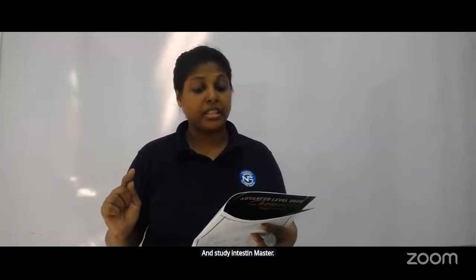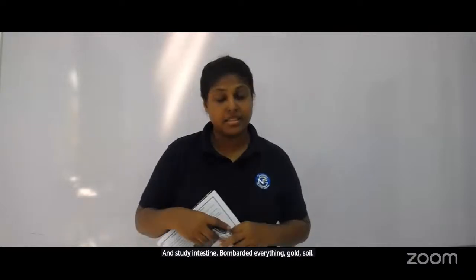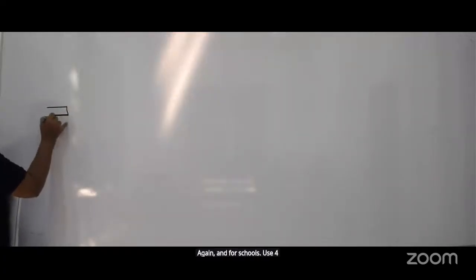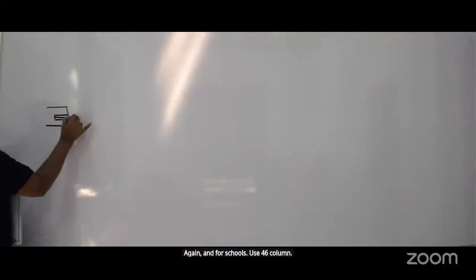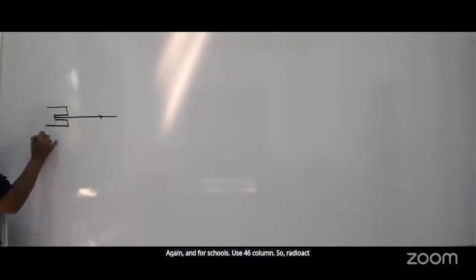Rutherford and his students, Hans Geiger and Ernest Marsden, bombarded very thin gold foil with alpha particles. Again, an alpha source was used for this experiment. So, radioactive elements.